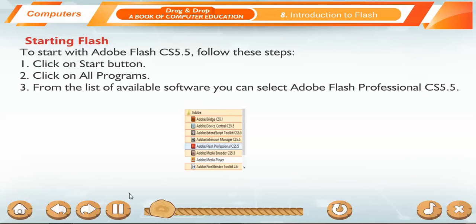Starting Flash. To start with Adobe Flash CS 5.5, follow these steps. Click on Start button. Click on All Programs. From the list of available software, you can select Adobe Flash Professional CS 5.5.